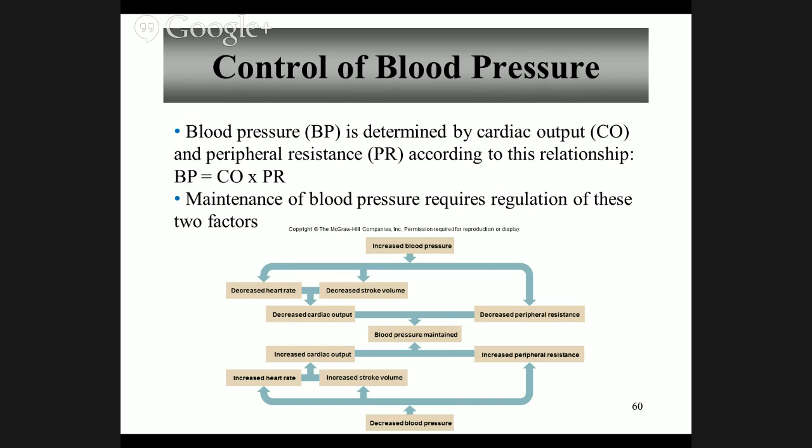Or there can be decreased peripheral resistance and blood pressure is maintained. When you have decreased blood pressure, the increased heart rate and increased stroke volume will result in increased cardiac output, and there's also an increased peripheral resistance, and blood pressure will be maintained in that fashion.